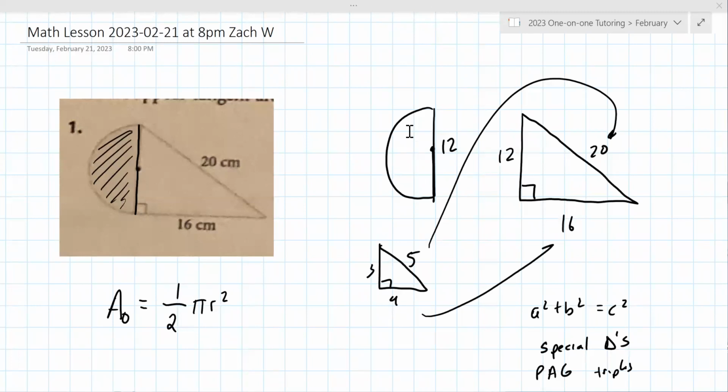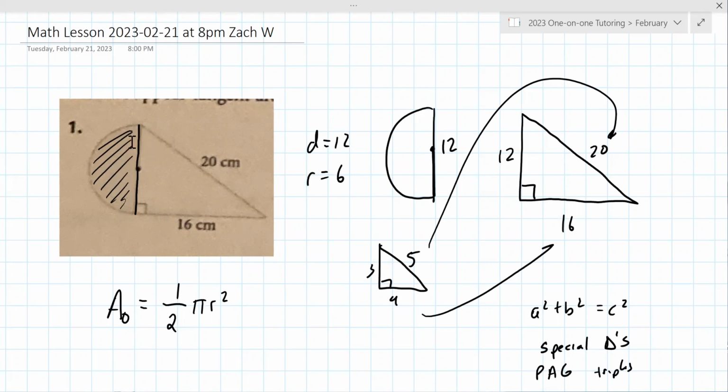So the diameter, why would it not be, that 2 right there is making it get divided by 2, not multiplied by 2? Because you only want half the circle. The area of a circle is pi r squared, but this is a semicircle, or a half circle, so you only want half of it.